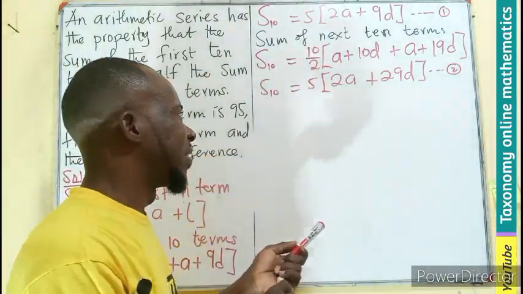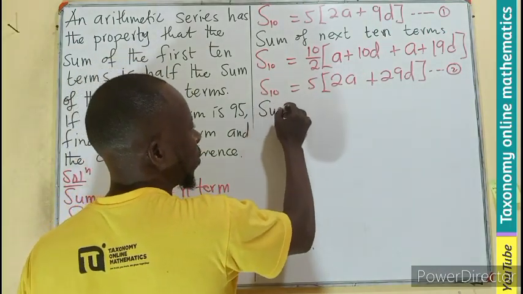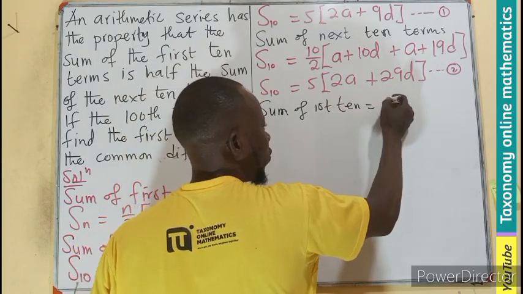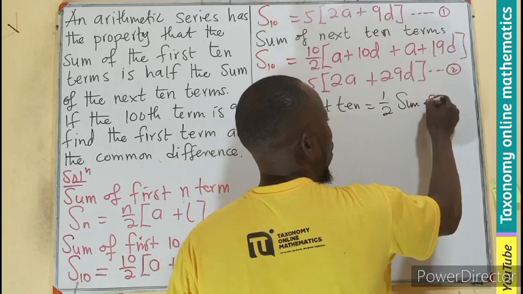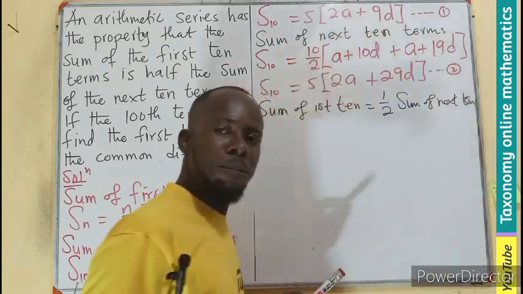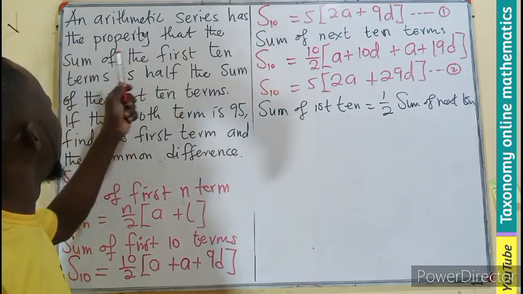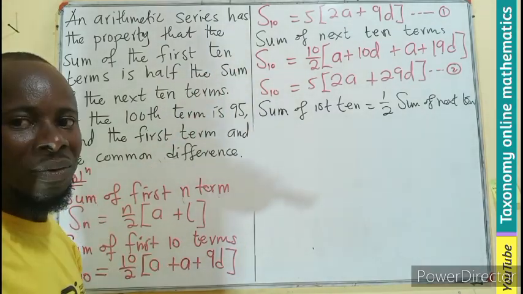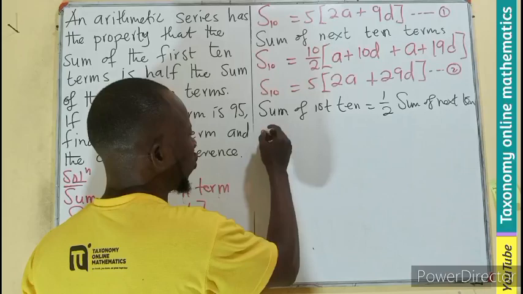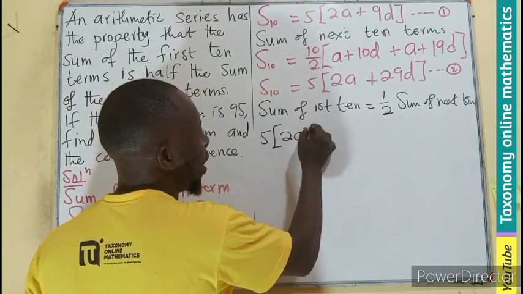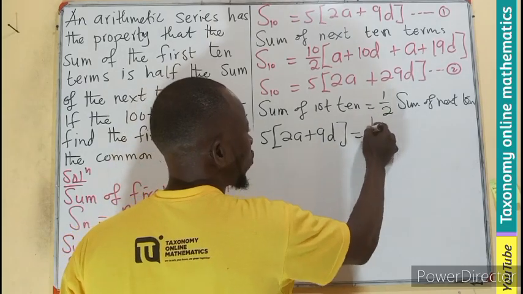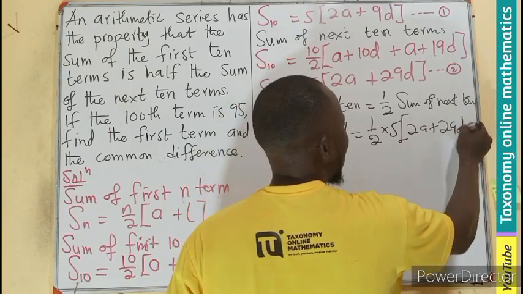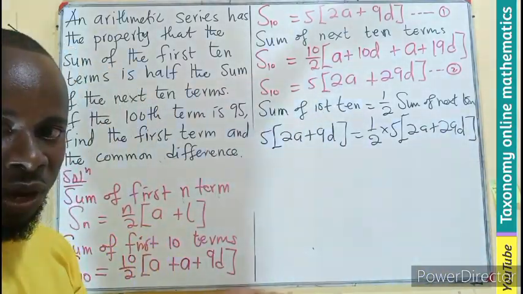But if you combine this, they said the sum of the first 10 equals half of the sum of the next 10 in the question. That the sum of the first 10 terms is half the sum of the next 10 terms. So it means that we are taking equation 1, 5(2a + 9d), equals half of 5(2a + 29d), from the question, if you want to listen to the question.